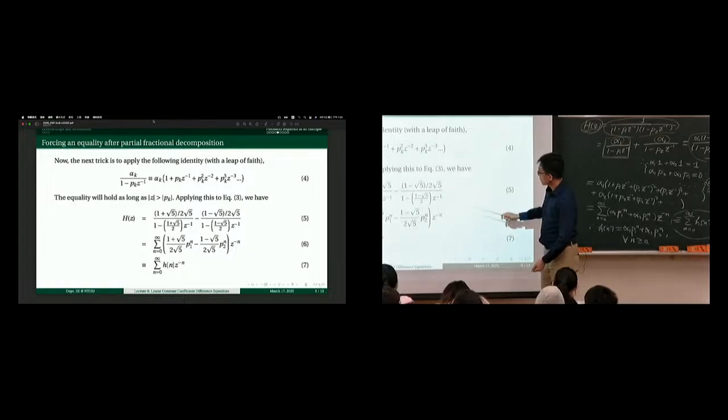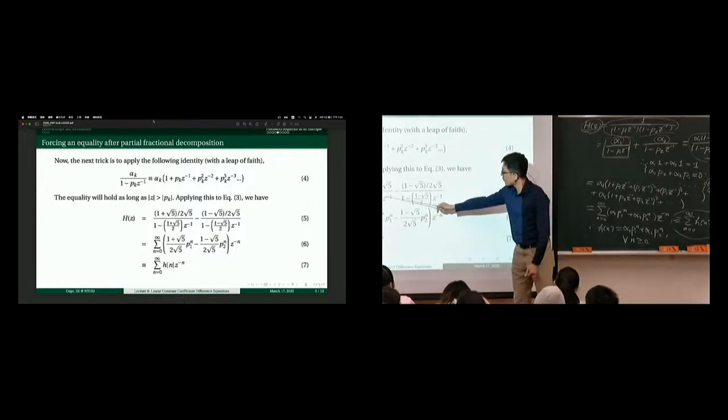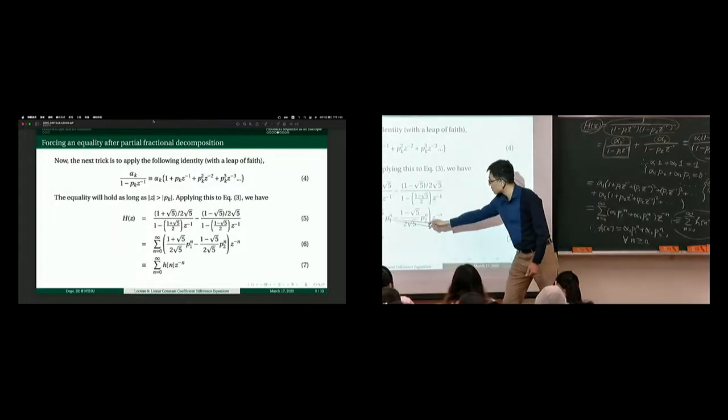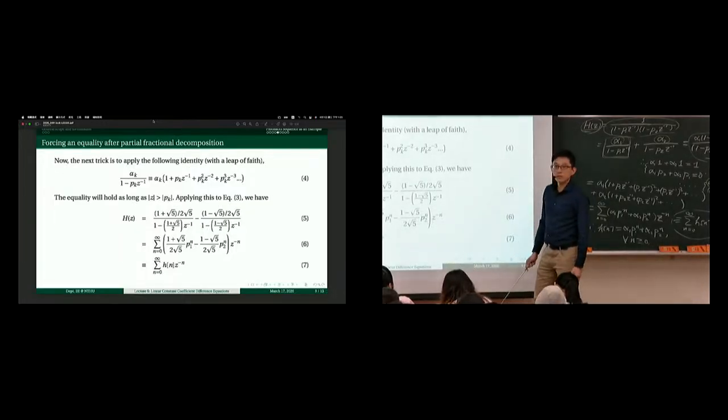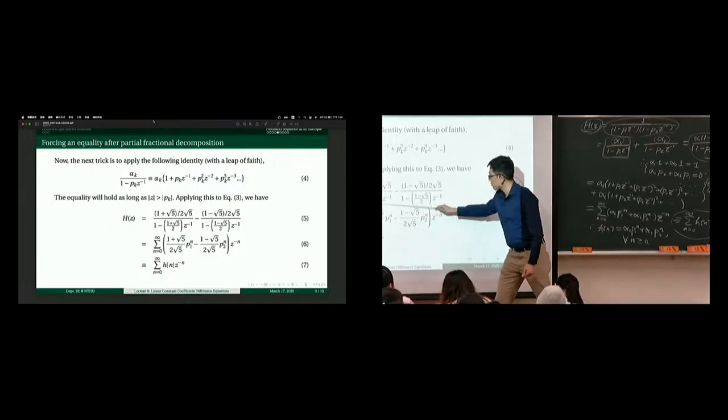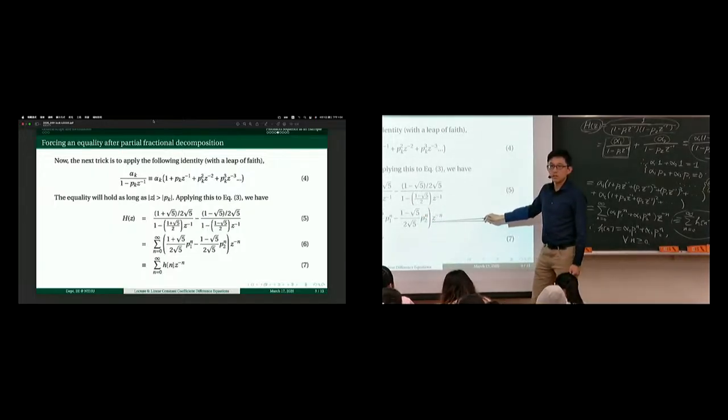So this is what we talk about. After performing fractional decomposition, we just reorganize the terms. We have a general expression for h of n, which is the impulse response. Now we obtain a general expression for the impulse response for any given n. For any given n, this is the expression for h of n.